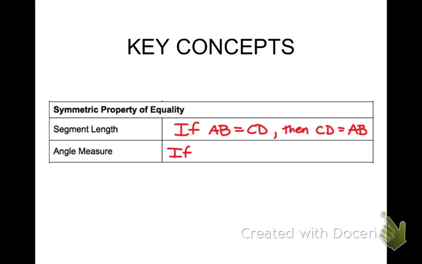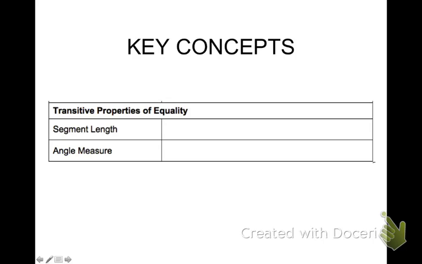We did it for angles. If the measure of angle A equals the measure of angle B, then the measure of angle B equals the measure of angle A. Okay. And the last one is the transitive property, which is kind of similar to the law of syllogism. It's a little bit more complicated. We have a little bit more stuff going on here.